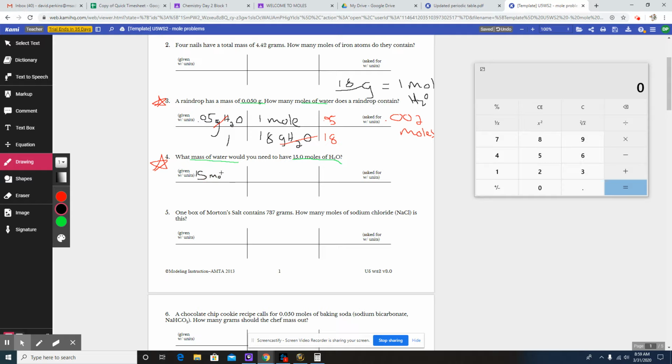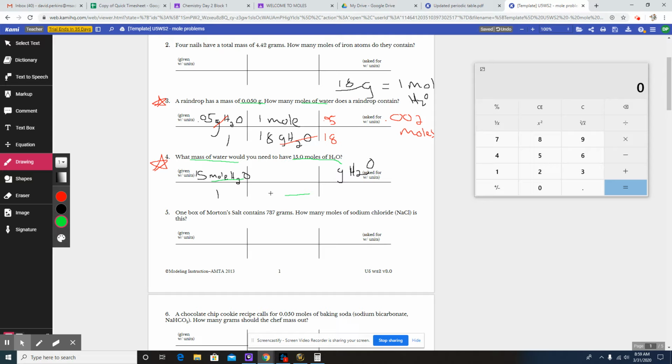So I have 15 moles H2O over 1. Okay, I'm looking for grams of H2O in the end. That's what I'm trying to get to. So I have to do the same thing as I did up here, but one small change. Now I have moles of H2O on the top and not grams. So because of that, I'm basically going to be flipping this because I want to cancel moles.